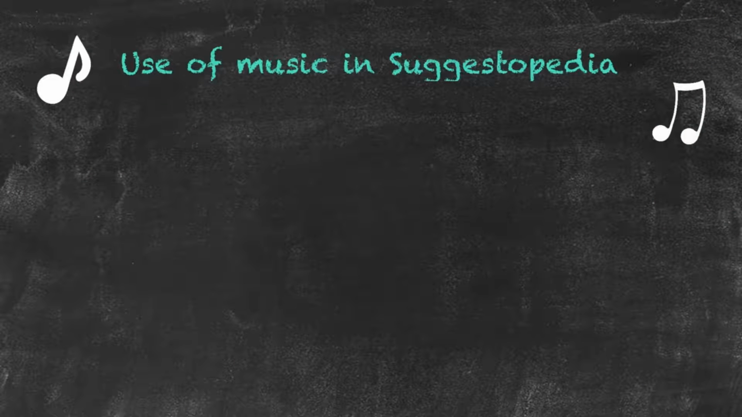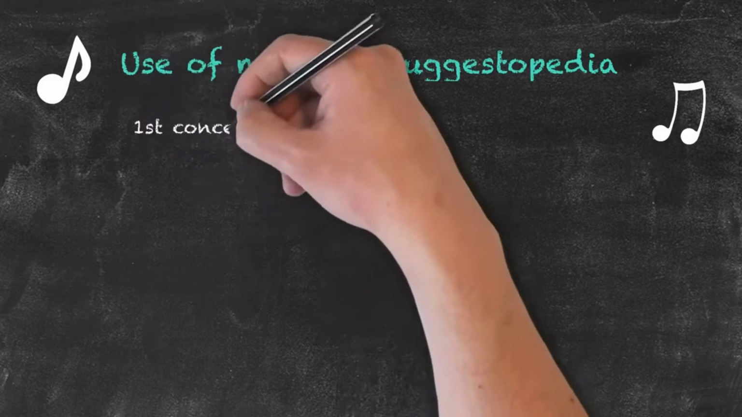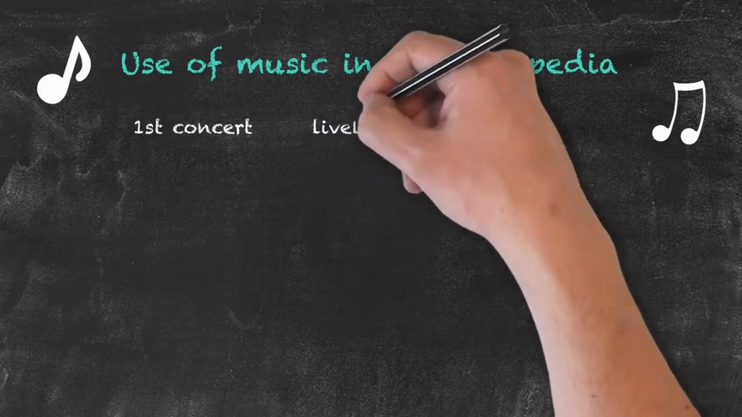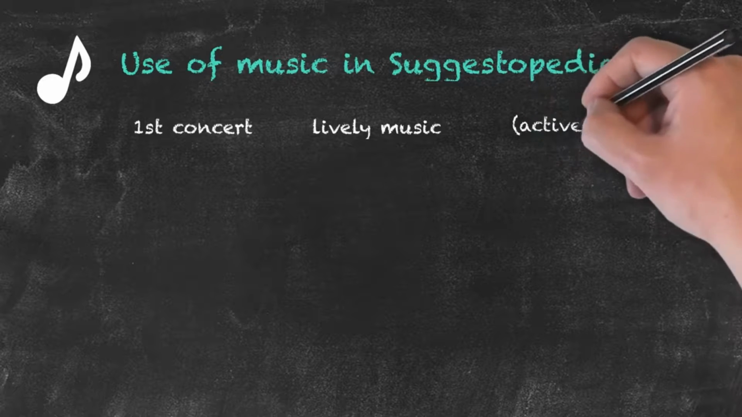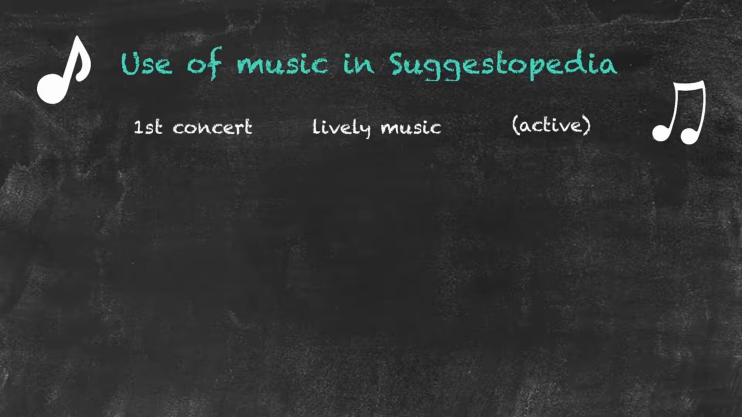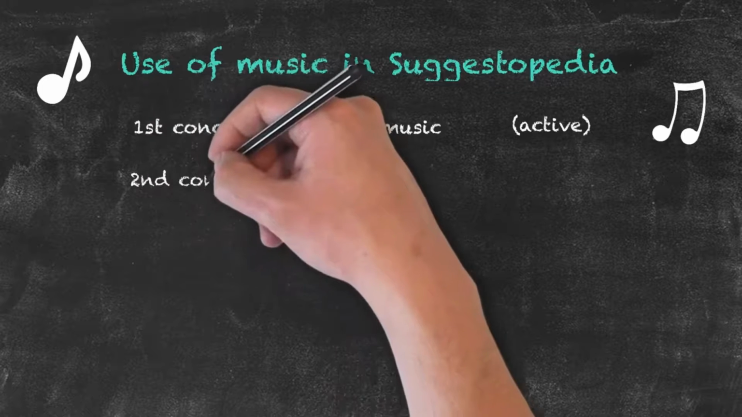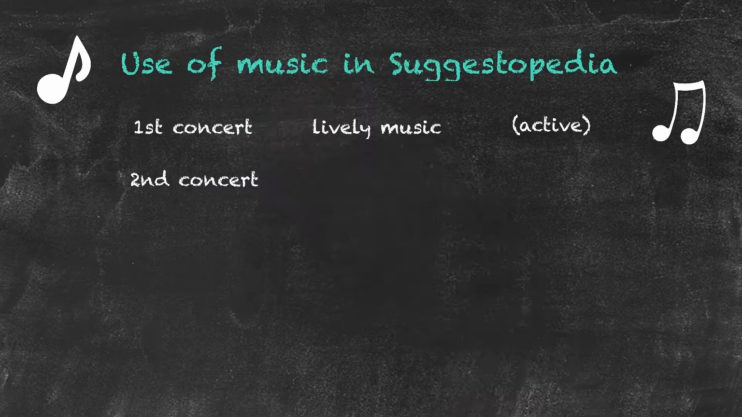The idea is, in the first section, which is sometimes called the first concert, we use lively music, and this is known as the active part of the lesson. The idea here is that the lively music will start to get our brain waves moving around and put us into a receptive mood.